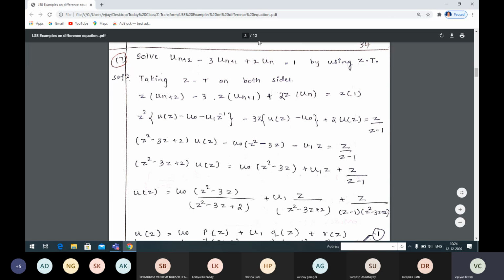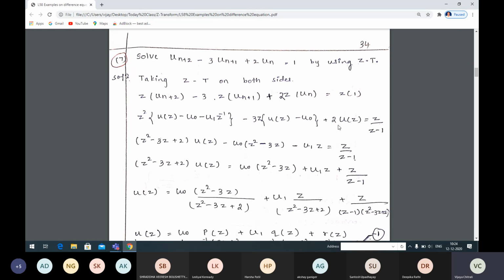Now collect the coefficients of u of z on one side. Here the u of z term is there, here also, and here also. So collect the coefficients of u of z terms on one side. The coefficient of the first is z square, the coefficient of the second is minus 3z, and the coefficient of the third is plus 2. So z square minus 3z plus 2 times u of z.